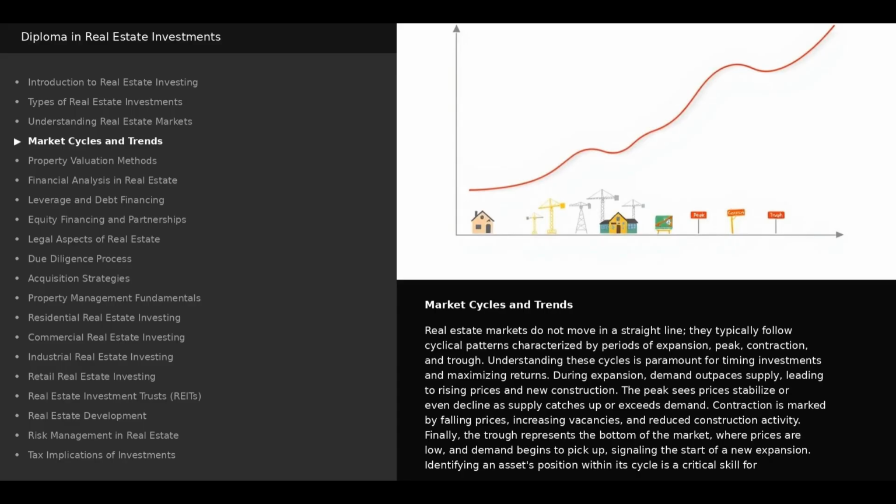The peak sees prices stabilize or even decline as supply catches up or exceeds demand. Contraction is marked by falling prices, increasing vacancies, and reduced construction activity. Finally, the trough represents the bottom of the market, where prices are low and demand begins to pick up, signaling the start of a new expansion. Identifying an asset's position within its cycle is a critical skill for investors.